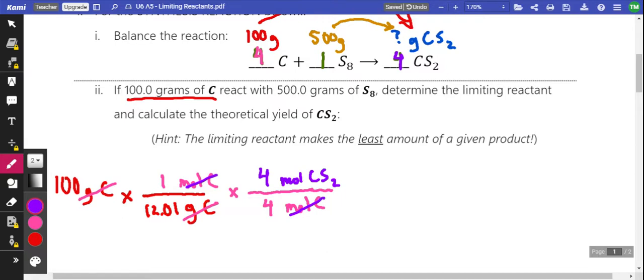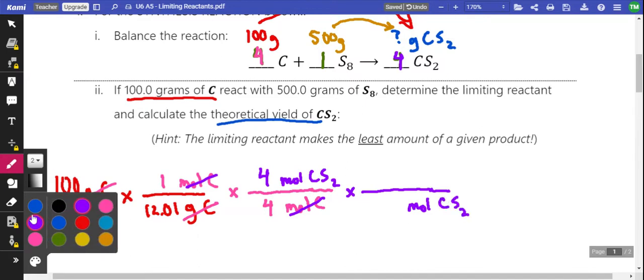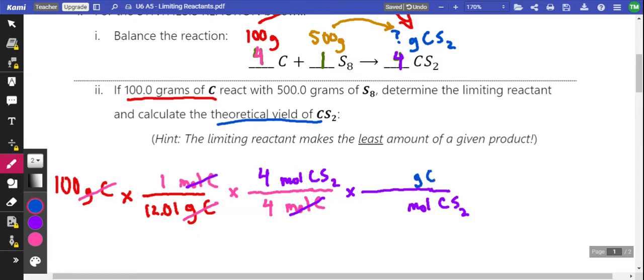All right, so I've got moles of CS2, but again, I want to figure out the theoretical yield in grams of CS2. So I can't stop here. I need one more fraction bar, where this last unit I need to get rid of is moles of CS2. My last conversion is to go from moles of CS2 to grams of CS2. And again, keep that stoichiometry diagram handy if you're still not quite sure what you can convert to next. Use that to kind of figure it out. Kind of rely on that.